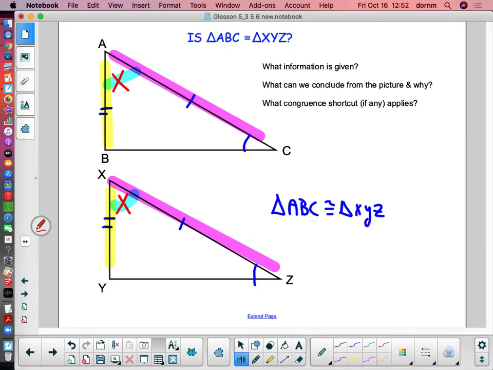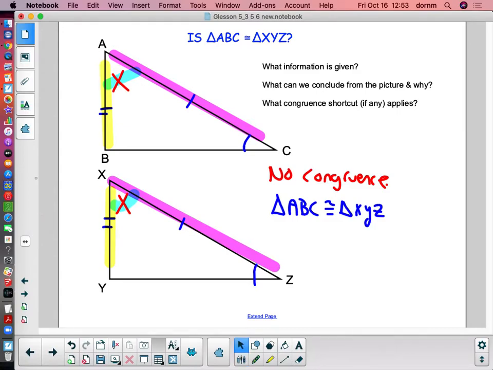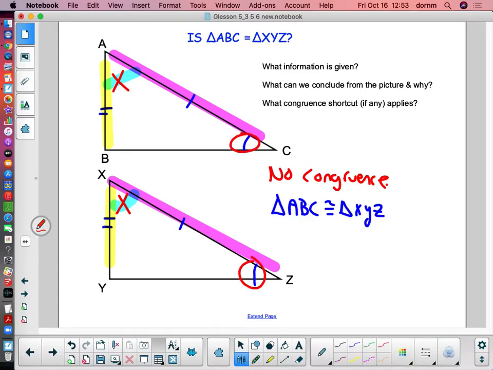So this would be side, side angle. So this is no congruence, because it's side, side angle. Side, side angle does not work as a shortcut. By the way, neither does angle, angle, angle. So two that don't work are side, side angle and angle, angle, angle. So this one is a no congruent situation because it's not the angle between the two sides. The angle is over here. It's offset. That doesn't help us. We do not have congruent triangles in that picture.